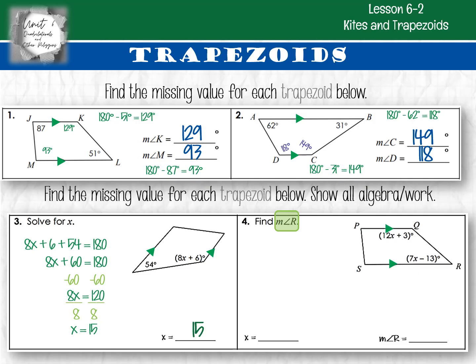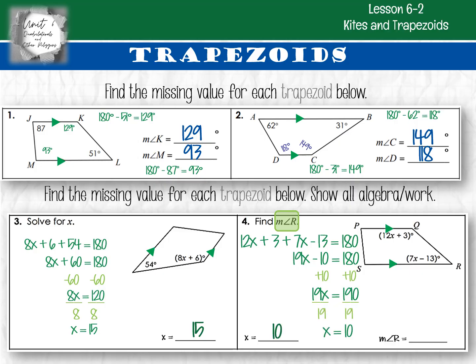So we're going to have to figure out what x is. Those are parallel. Those are consecutive interior angles, so those are supplementary. But then we're going to have to go a step or two further to get the measure of angle R. So 12x plus 3 plus 7x minus 13 is 180. Combine like terms. 19x minus 10 equals 180. Add 10 to both sides. 19x equals 190. Divide both sides by 19. x is 10.